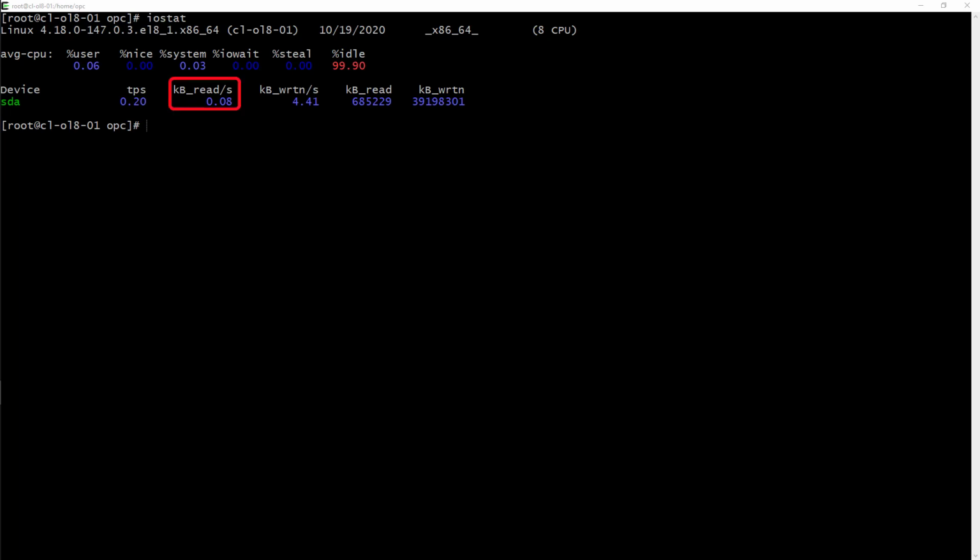KB_read/s is the amount of data read from the device expressed in the number of kilobytes per second. KB_wrtn/s is the amount of data written to the device expressed in the number of kilobytes per second. KB_read is the total number of kilobytes read, and then KB_wrtn is the total number of kilobytes written.